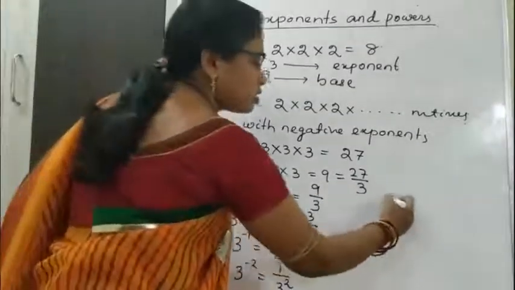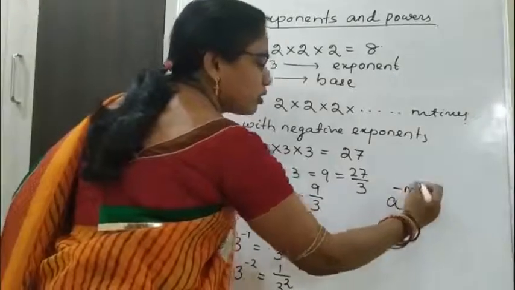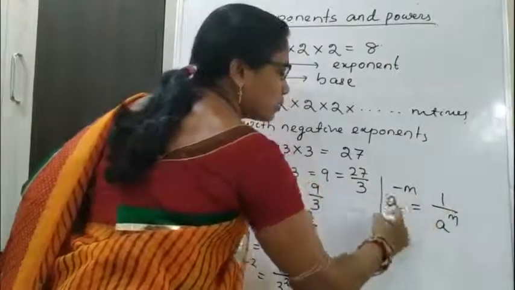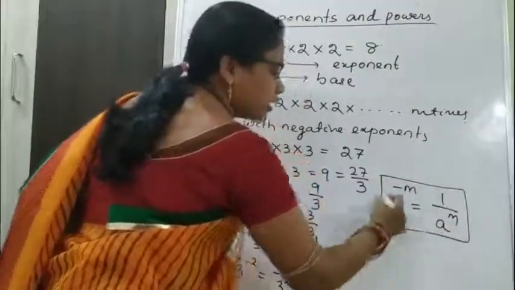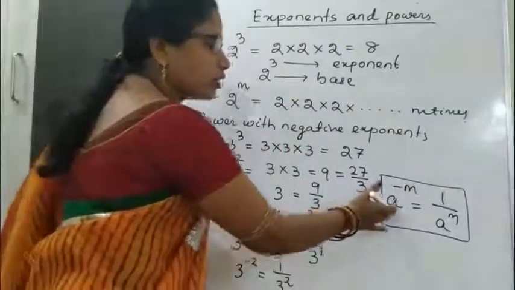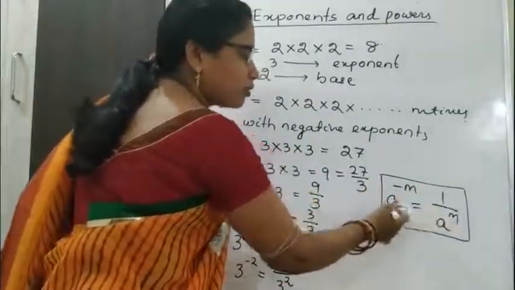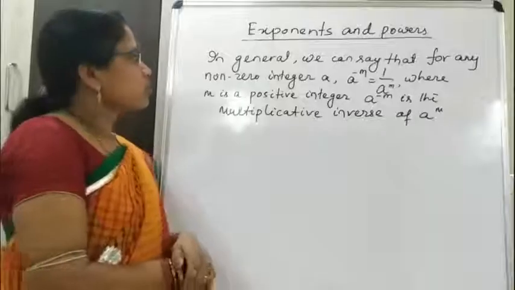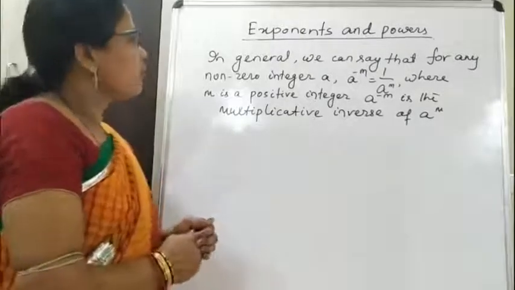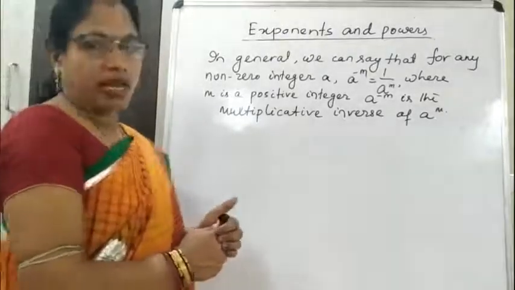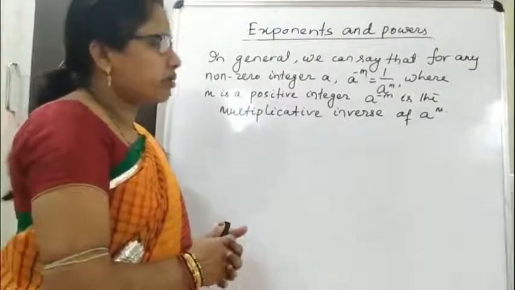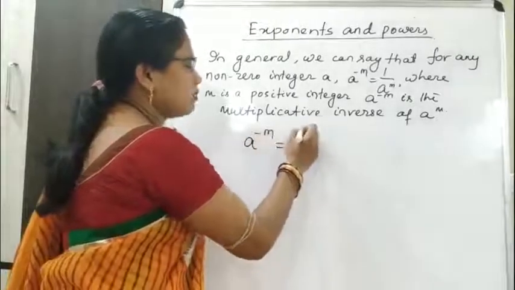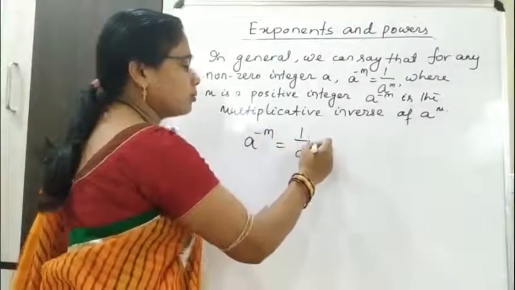So the general formula is a to the power minus n is equal to 1 by a to the power n. If the power is negative, then that is equal to the reciprocal of the base to the positive exponent. So in general we can say that for any non-zero integer a, a to the power minus n is equal to 1 by a to the power n.